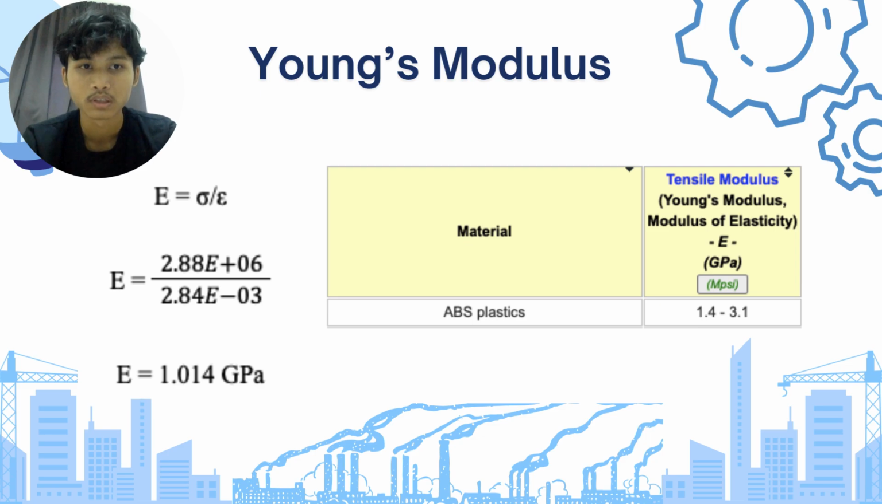From our results, the Young's modulus obtained is 1.014 gigapascals, which when compared to other materials is quite low, considering another plastic, ABS plastic, has a Young's modulus of between 1.4 to 3.1 gigapascals, which is significant because even a difference of 0.1 gigapascals is the difference between a flexible plastic and a semi-rigid one. But this is expected from the observation of our experiment.